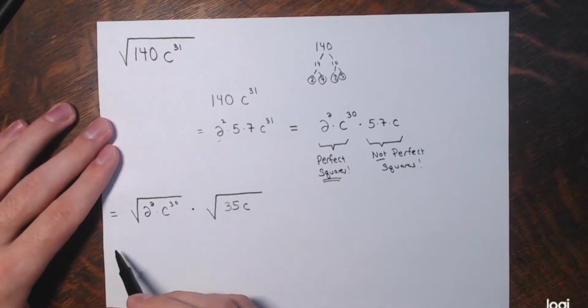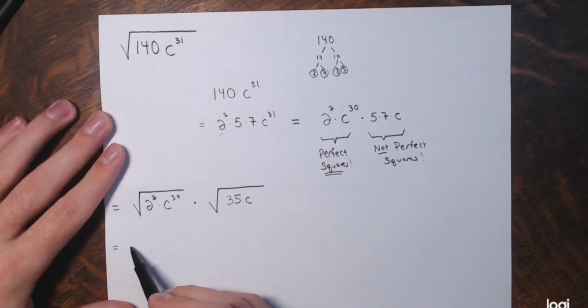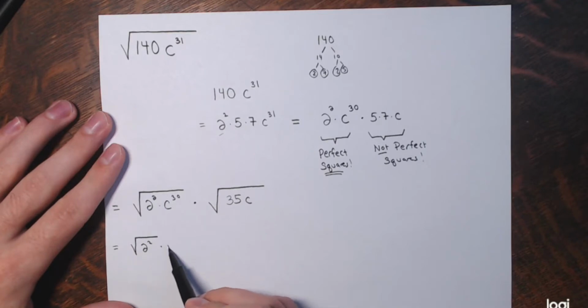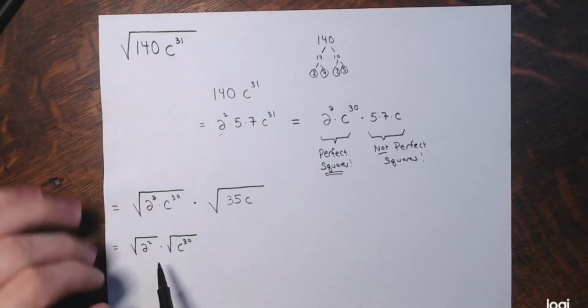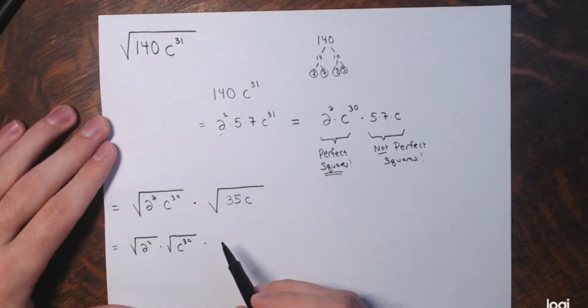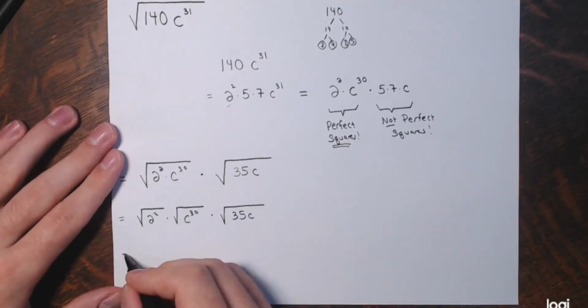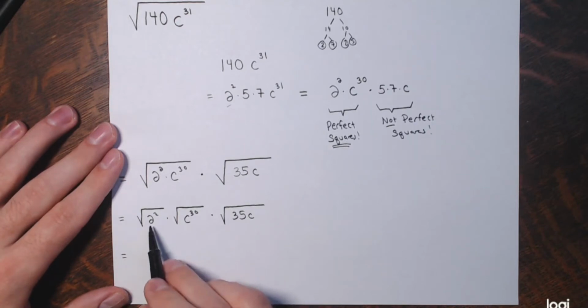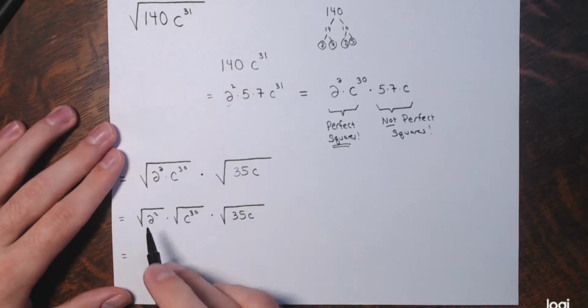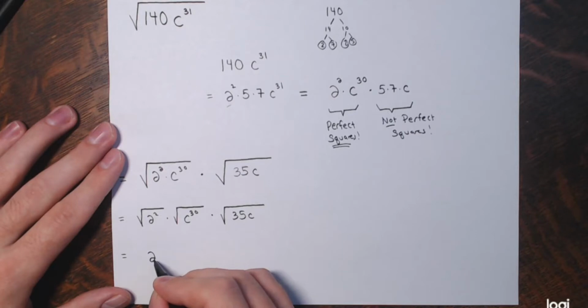And then this radical you could break up even more using the product property, right? This would be the square root of 2 squared times the square root of c to the 30th if you want. Right? You can do any product and break it up using that product property. Then I have times the square root of 35c. Now, the square root of 2 squared, that's just 2. Technically, it's the absolute value of 2, but the absolute value of 2 is 2. Right? So there's no need to write absolute value around this. It's already positive.